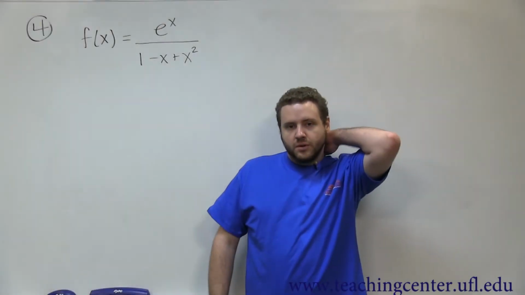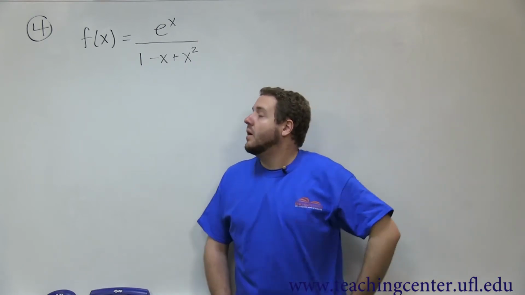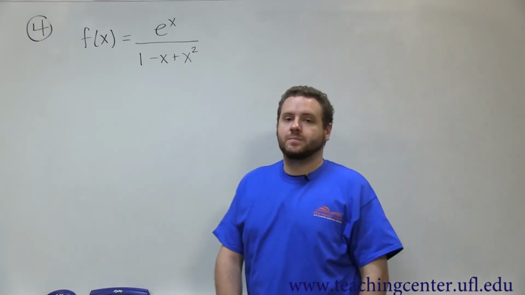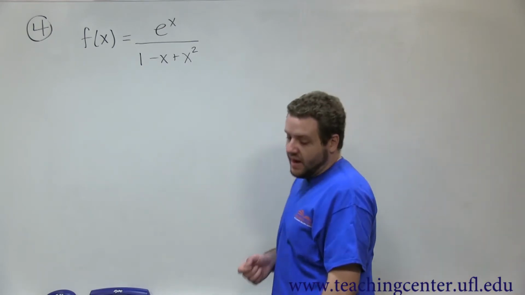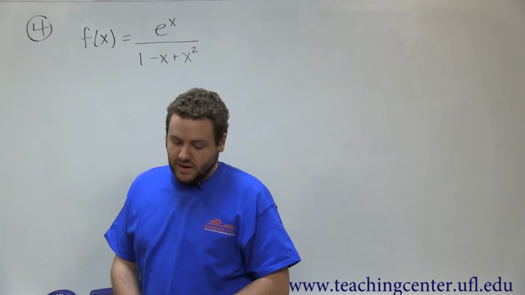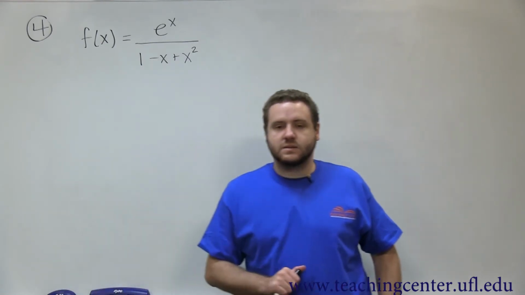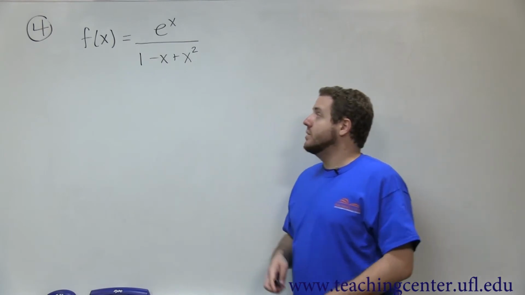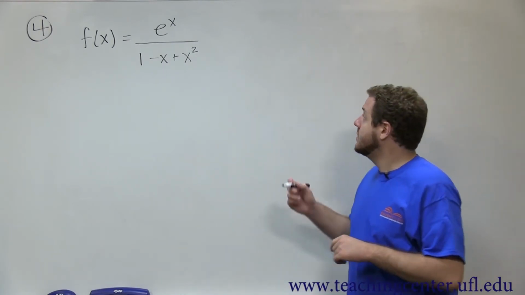In problem number 4, we need to figure out information about the local extrema and the critical values of the following function. So what we're asked is, how many critical values does this function have, and are they local mins, maxes, or neither? So in order to answer any of those questions, we need to take the derivative of this function.